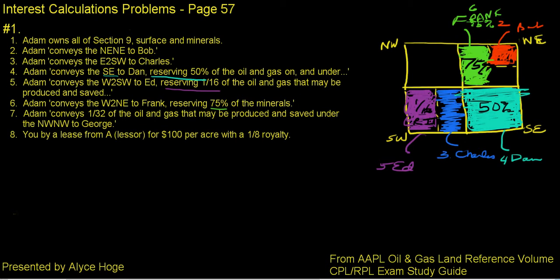So let's go to number 7. Adam conveys 1/32 of the oil and gas that may be produced and saved. And whenever we see produced and saved, we know we're talking about a royalty interest and not a working interest or a mineral interest. So Adam is going to convey 1/32 of the oil and gas that may be produced and saved under the northwest to George.